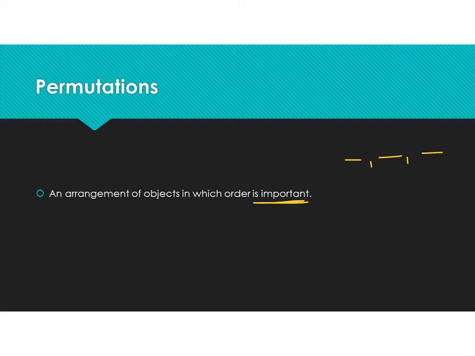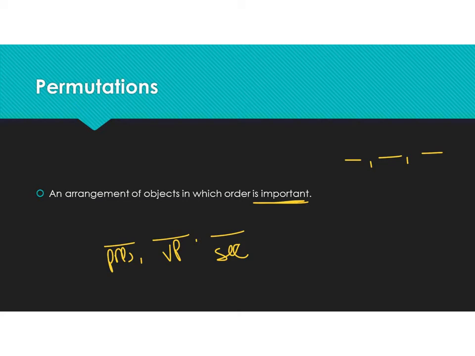Spelling words is a permutation, right? It has to have a certain first letter and a certain second letter. Let's say we were going to do class officers. The first person picked gets to be the president, the second person picked gets to be the vice president, the third person picked gets to be the secretary. In this case, order matters. What position you were picked in is which office you have. So in a permutation, order is important.